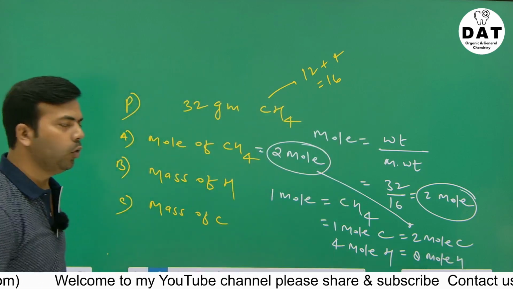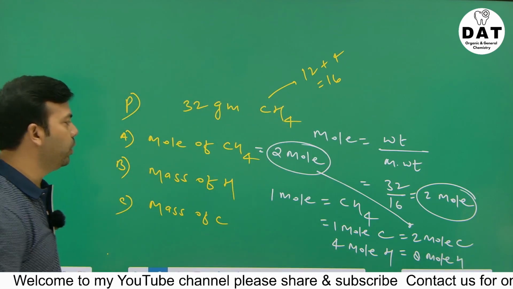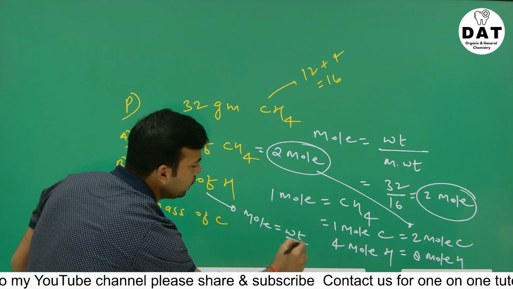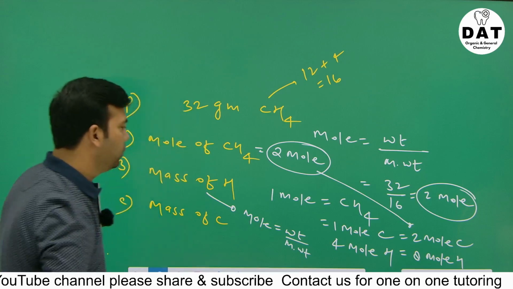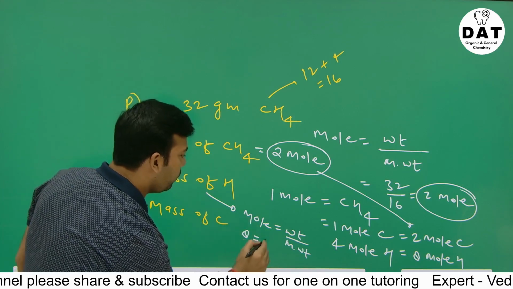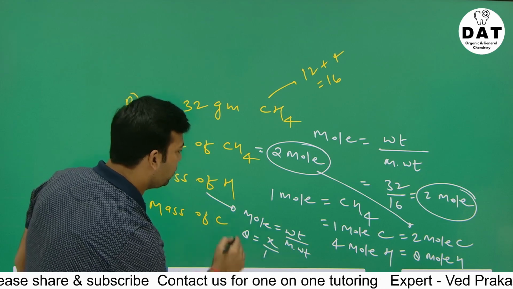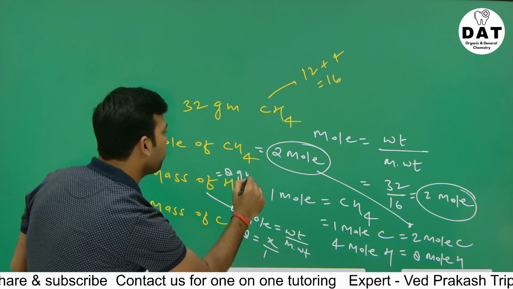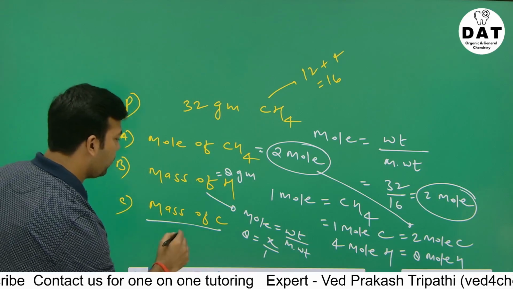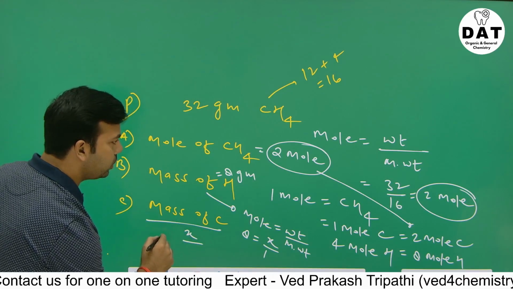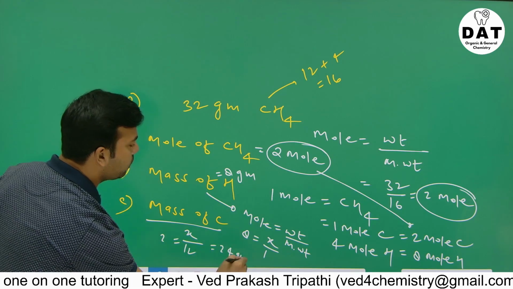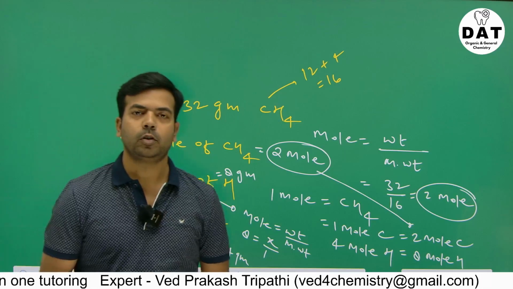So once you have the mole of carbon and hydrogen, then mass is quite simple. The mole is equal to weight upon molecular weight. So hydrogen is how much? 8 mole. Weight is x, molecular weight of hydrogen is 1, so 8 gram. And similarly carbon is what? Weight upon molecular weight, x. Mole is how much? 2. Molecular weight is 12, so 24 gram. Clear? So this is all about the mole and molecular weight.